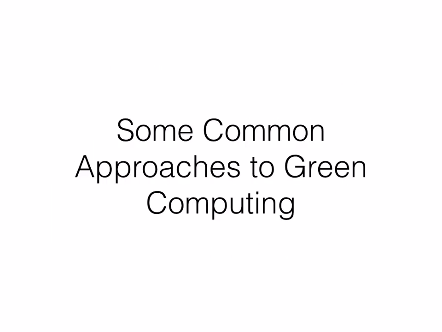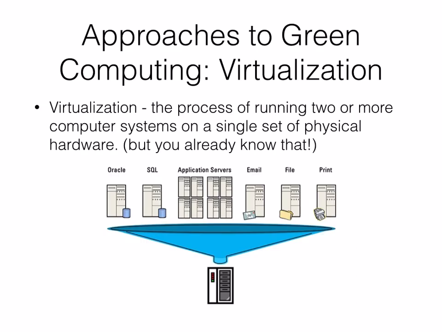So some approaches to green computing. Well, the first one we've talked about, of course, is virtualization, the process of running two or more computer systems on a single set of physical hardware. But you already know that. We've talked a ton about this stuff. But virtualization is one of the biggest ways that people go about their green computing strategy.